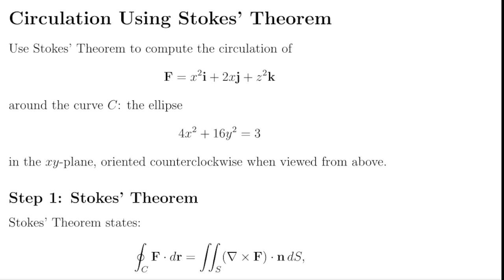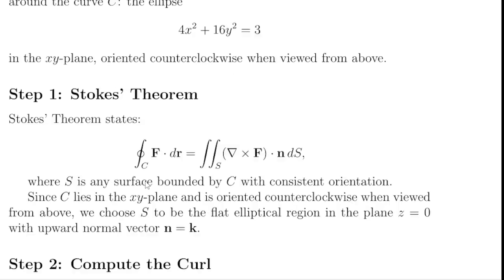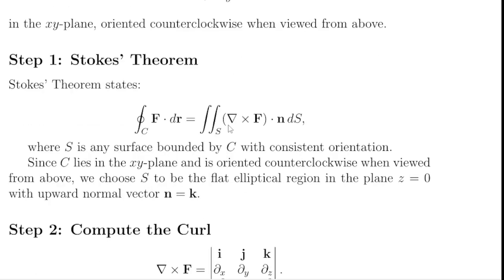In this video, we want to use Stokes theorem to compute the circulation of f equals x²i plus 2xj plus z²k around the curve C, that's an ellipse 4x² plus 16y² equals 3, in the xy plane oriented counterclockwise when viewed from above. So remember that Stokes theorem is the double integral of the curl of f dot n ds, where S is any surface bounded by C with consistent orientation.